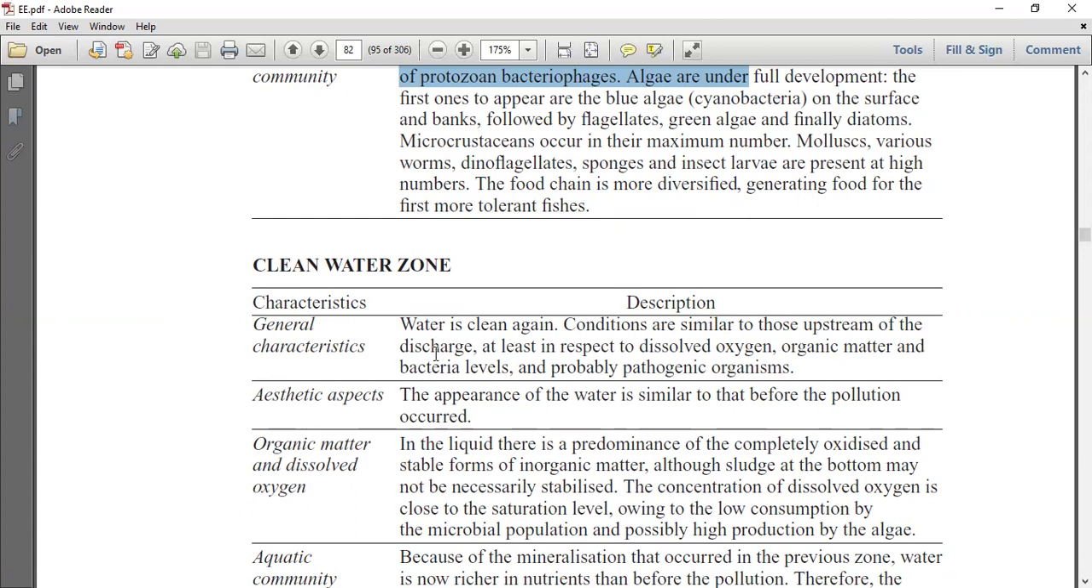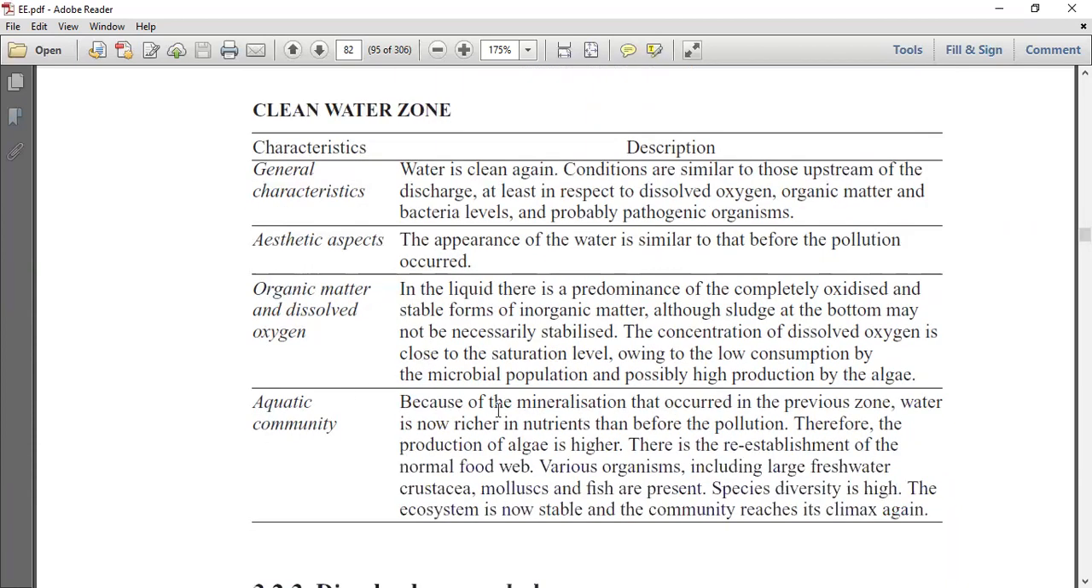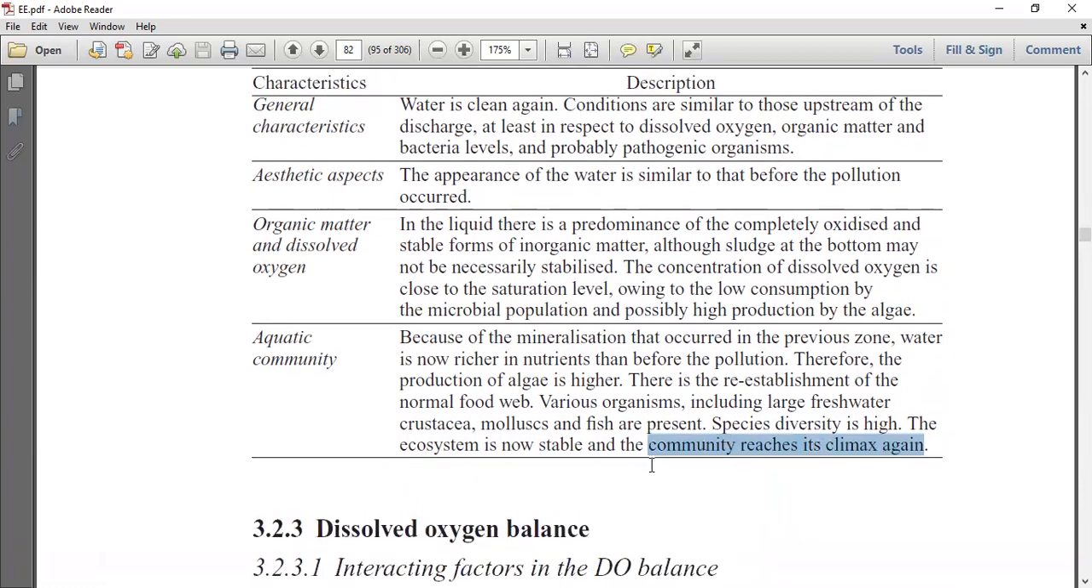Aquatic community. Because of the mineralization that occurred in the previous zone, water is now richer in nutrients than before the pollution. Therefore, the production of algae is higher. There is a re-establishment of the normal food web. Various organisms, including large freshwater crustaceans, mollusks and fishes, are present. Its species diversity is high. The ecosystem is now stable and the community reaches its climax again.